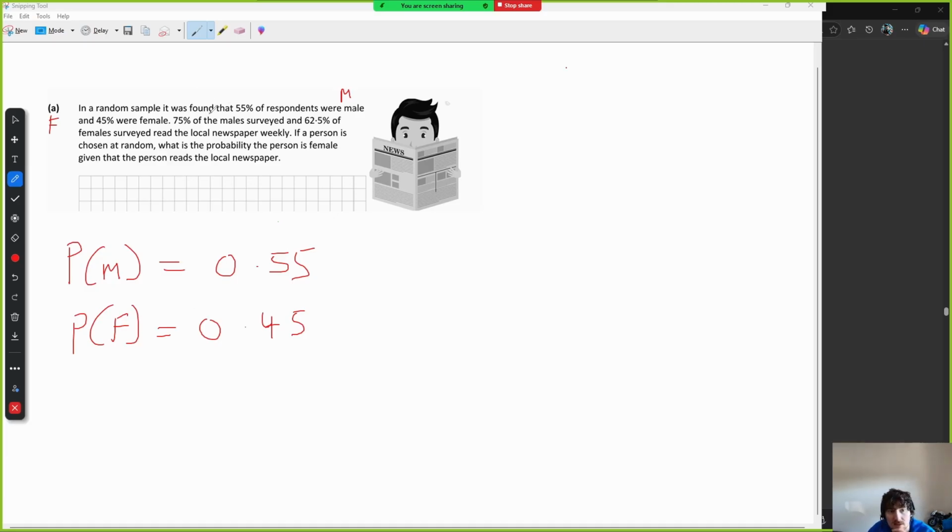Now what they give you next is a little complicated. They say 75% of the males who were surveyed, and we'll just read one part of it here, 75% of the males who were surveyed read the local paper. Okay, so what does that mean? How do we convert that? That's a given statement, but we need to work out how to make sense of it. What this is saying is given they were male, 75% of them read the paper. So you've got to sit with it and think about it for a second. What they're really telling you is the probability that you read the paper given you're male is 75%. So hopefully that makes sense to people.